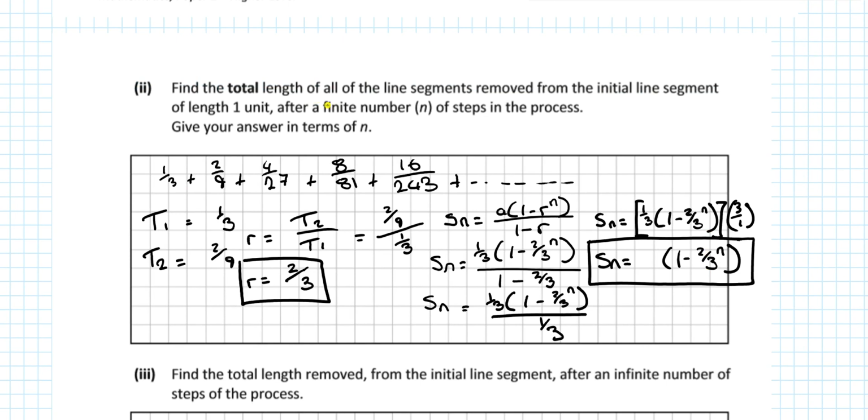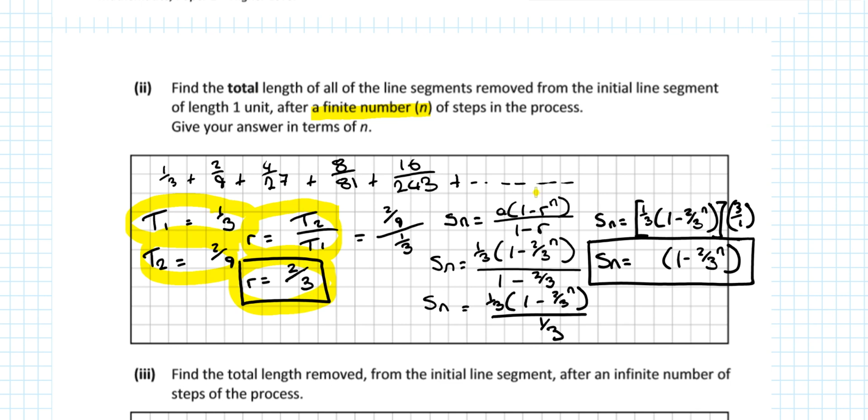Find the total length of all the line segments removed from the initial line segment of length 1 unit after a finite number, so not an infinite, a finite number of steps. So they want us to find, what do we get when we add up 1/3, 2/9, 4/27ths, 8/81sts, and so on. So as I said before, we're getting a geometric series. We're finding T1 is 1/3 and T2 is 2/9. Our common ratio can be found by going T2 over T1, which gives us r being 2/3, as I said already. So r is 2/3.